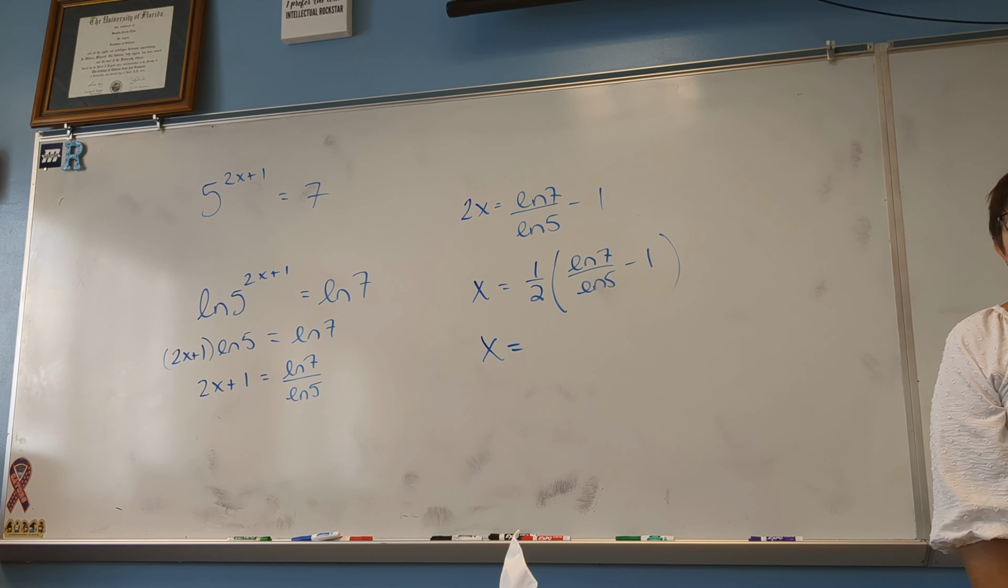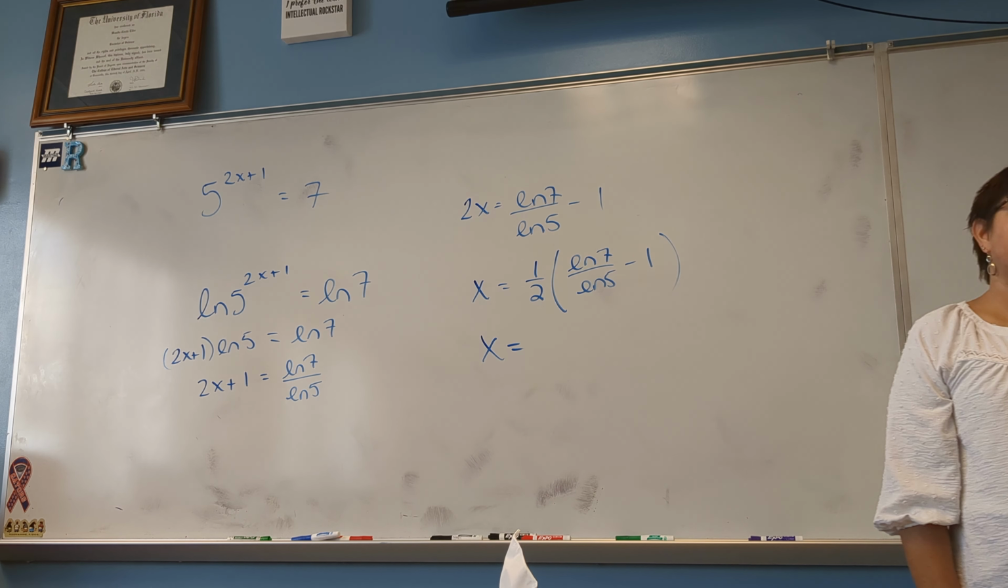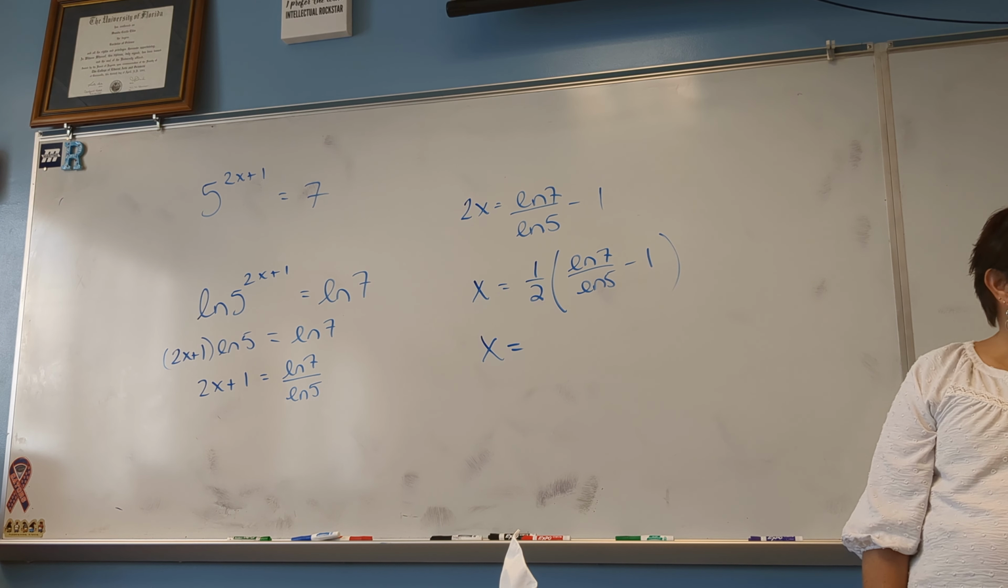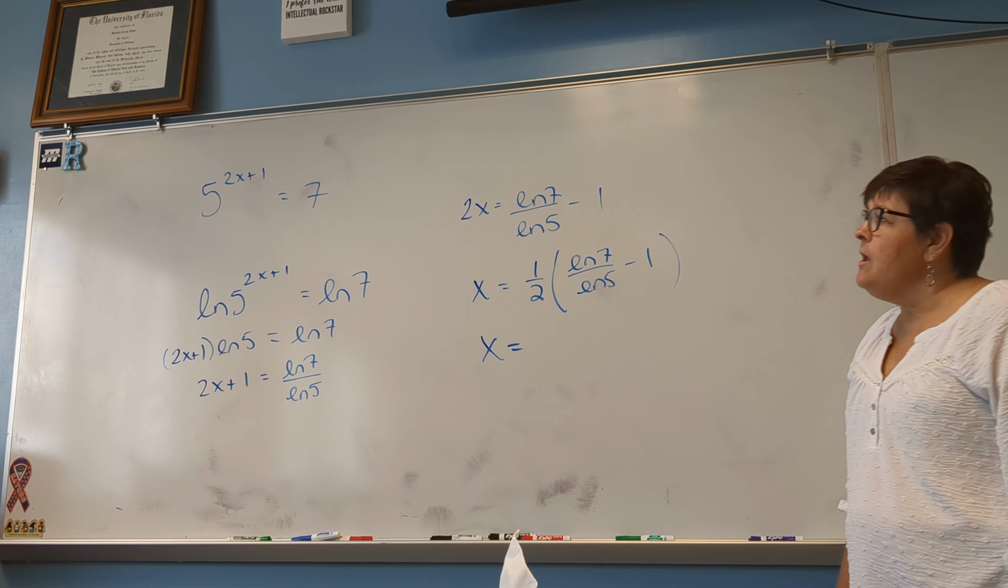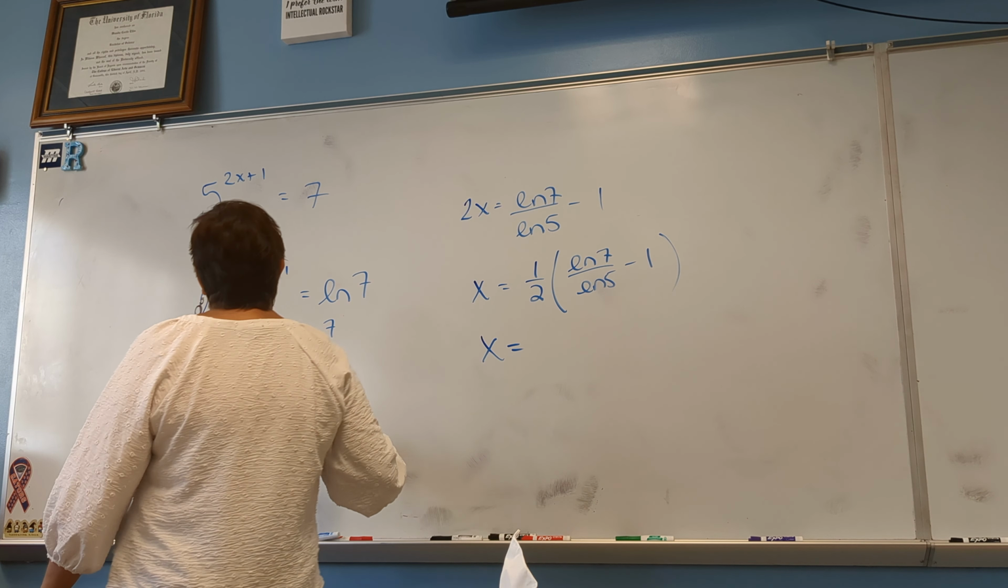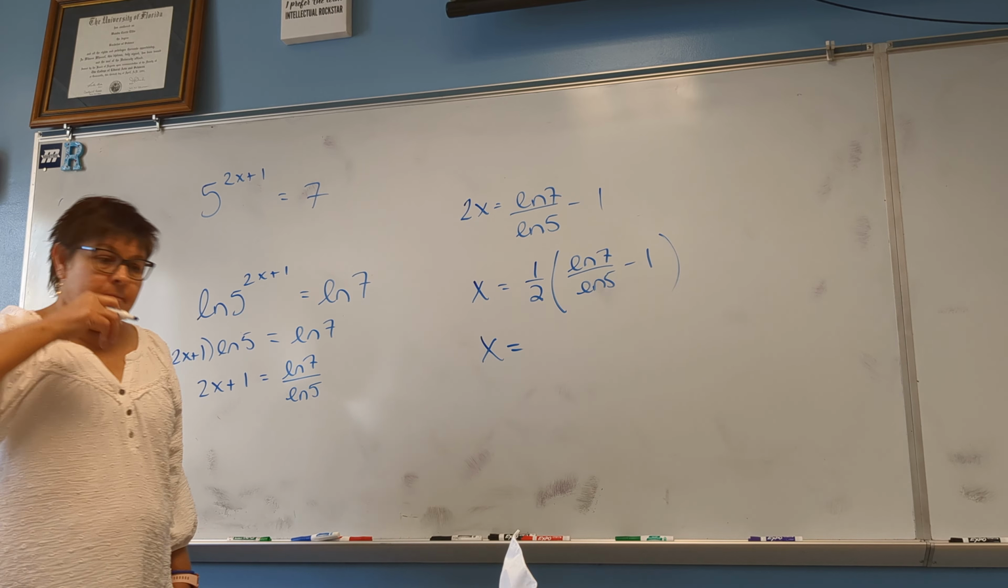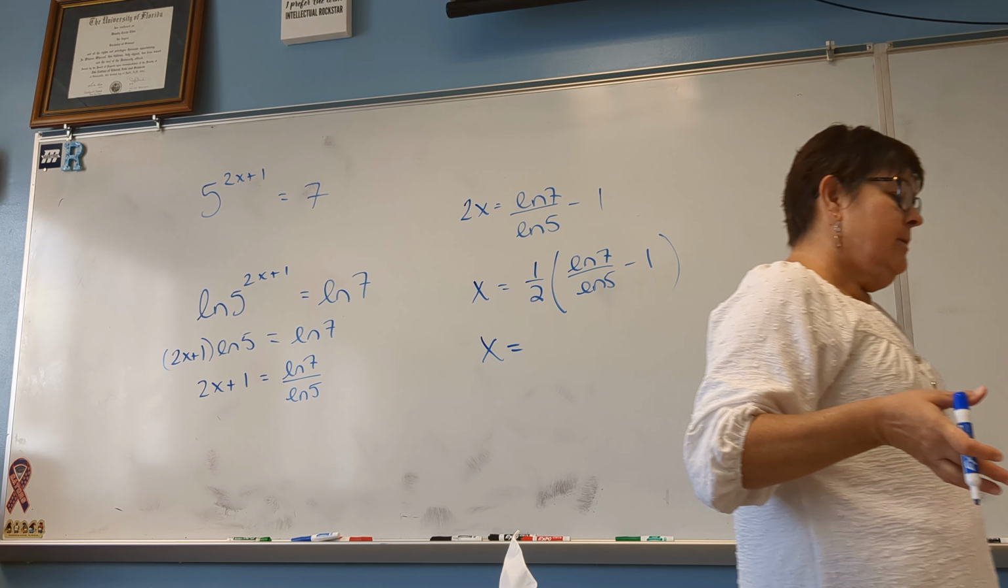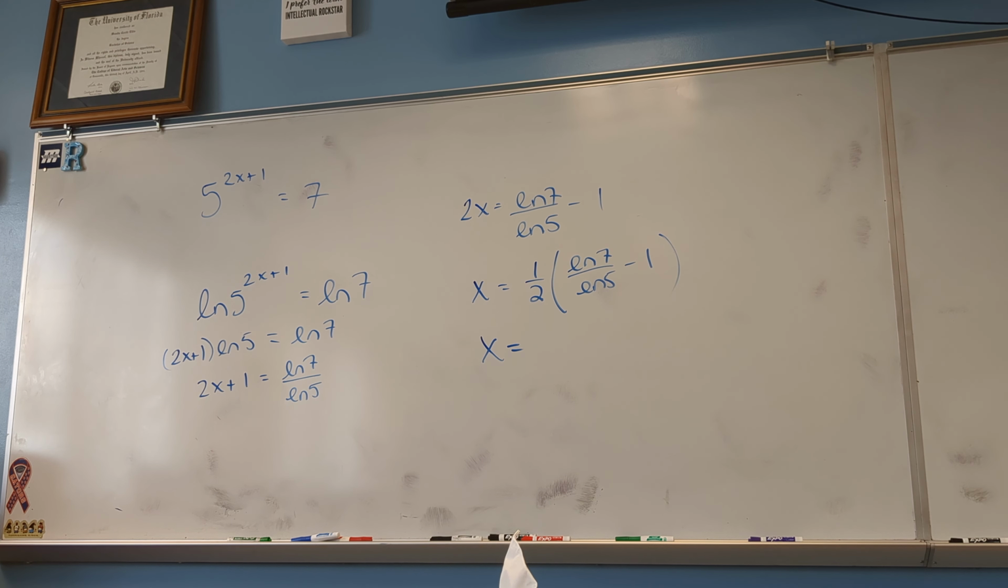You should get this. Did you do logs? Did anybody do logs and get a different answer? Because you would log both sides. So what's the point of having LNs and logs if you do the exact same thing and get the same answer? Yeah, LNs are base e, it's just another base, where logs are base 10. But if they have the same answer, why would they have both? The same application? Yeah, they do. It's just whichever your preference is.